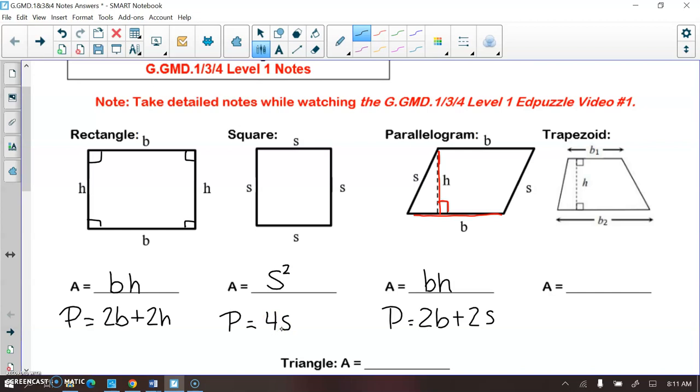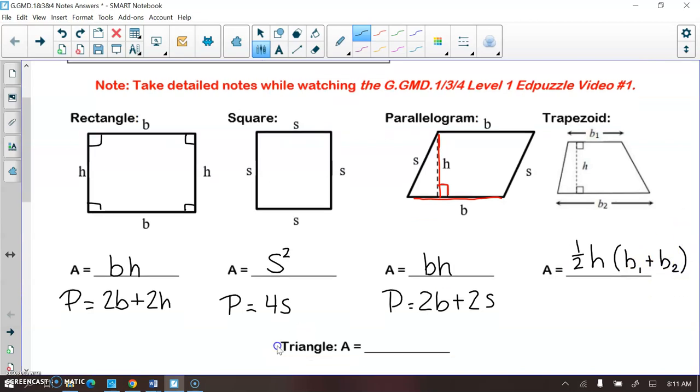And then a trapezoid, we're not going to do perimeter on a trapezoid, but again, perimeter is just adding all 4 sides together. The area formula of a trapezoid is going to be 1/2 times the height, which is going to be perpendicular to both of the bases. So 1/2 times the height times the length of your base 1 plus the length of your base 2, the sum of the bases of your trapezoid.